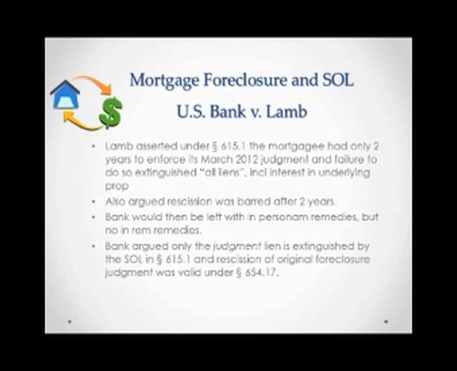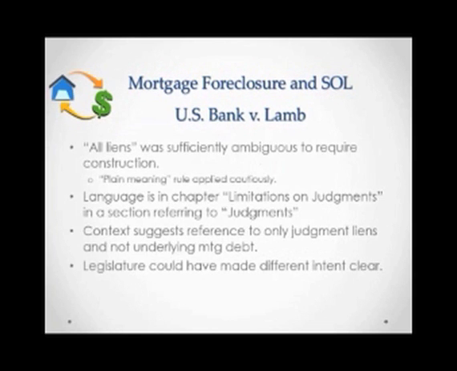Okay. So Lamb and Callan's argument was that the statute of limitations required that the bank enforce its March 2012 judgment within 2 years, and they didn't do that, so that extinguished all liens and all interests, including any interest in the underlying property. They also argued that rescission itself was barred after 2 years. So the bank would then be left with in personam remedies, but not any in rem remedies. So the bank argued that only the judgment lien was extinguished and that the rescission was proper. The Iowa Supreme Court agreed with the bank.